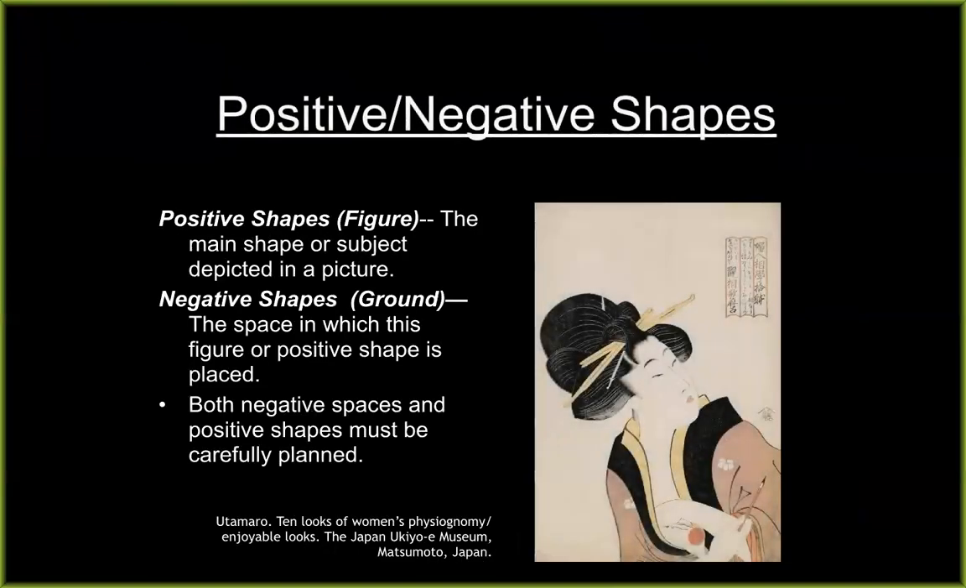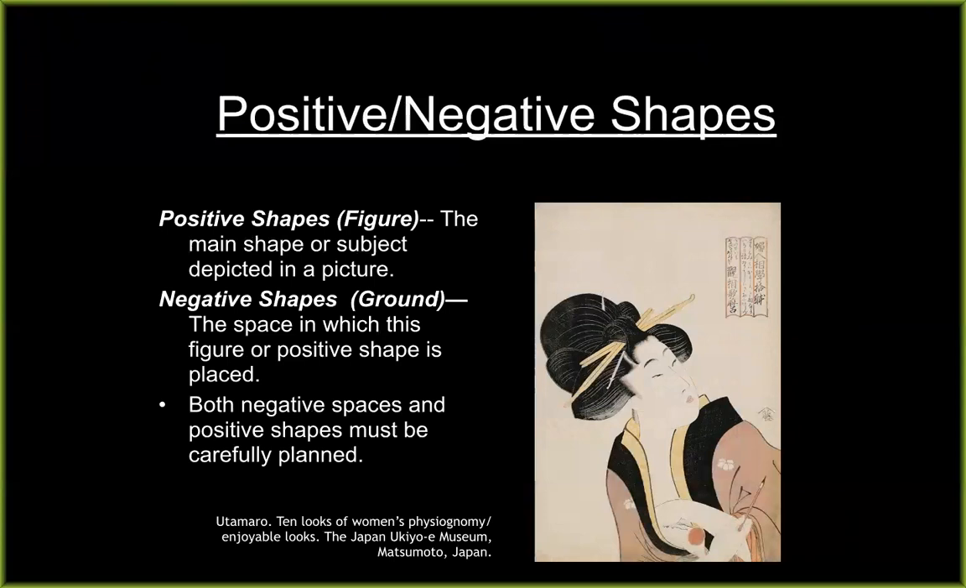We have to talk about positive and negative shapes, and it's related a little bit to figure and ground. So positive shapes are the main shape or subject in a picture, and the negative shape is the space in which the positive shape is placed. So in this one, the woman is the figure or positive shape, and it's really clear the background is behind her. But you have to think about both.